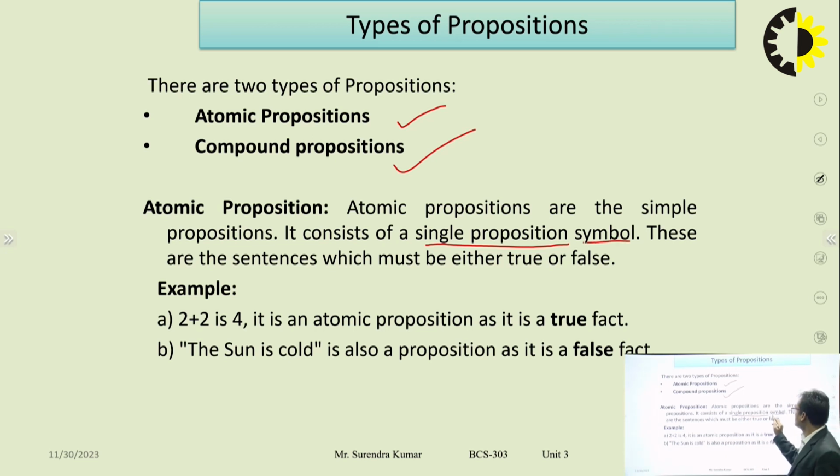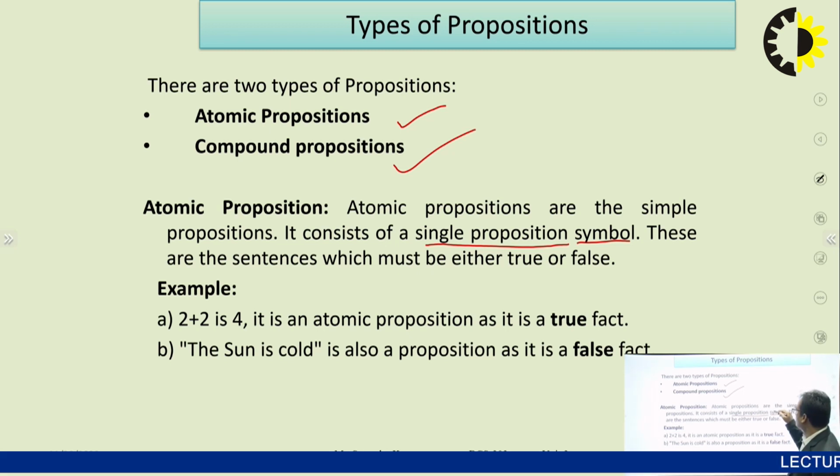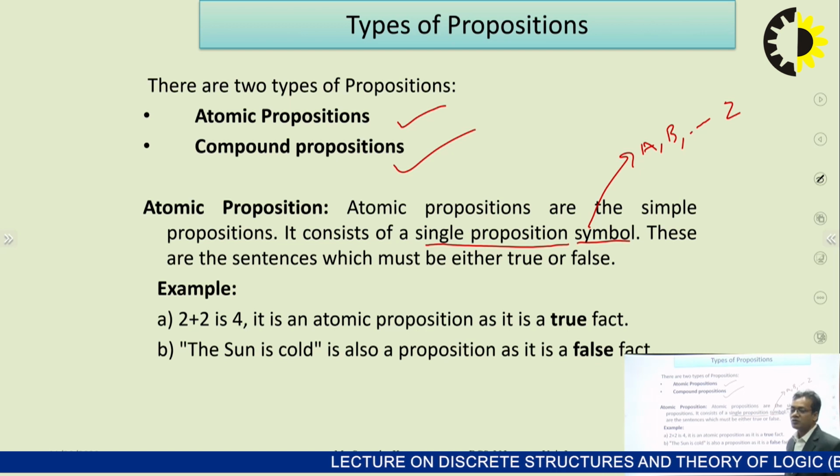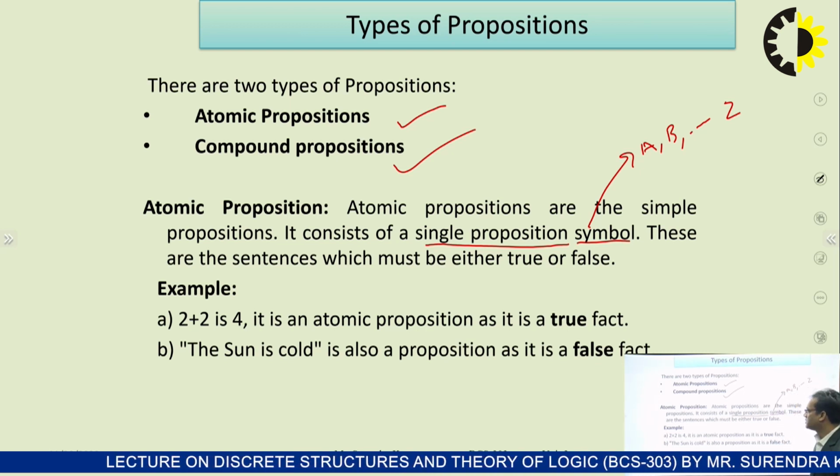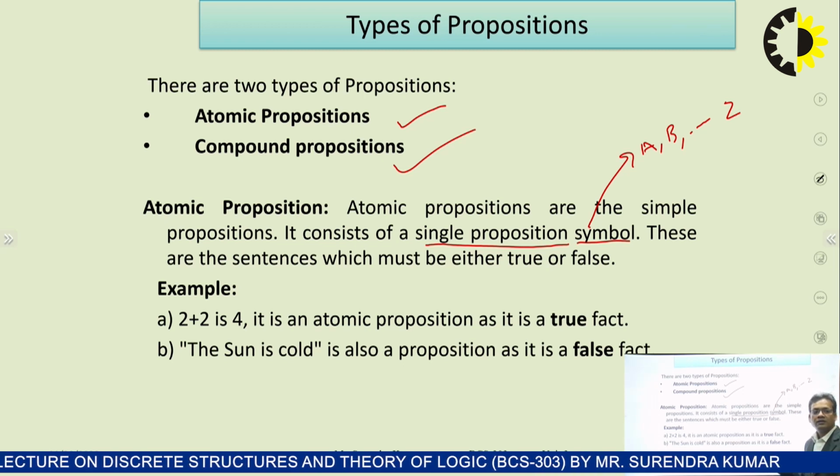Here we are representing a proposition with the help of a symbol, and the symbols may be any alphabet, A, B to Z. So propositions are represented with the help of symbols for easy understanding and for implementing some operations on these propositions.